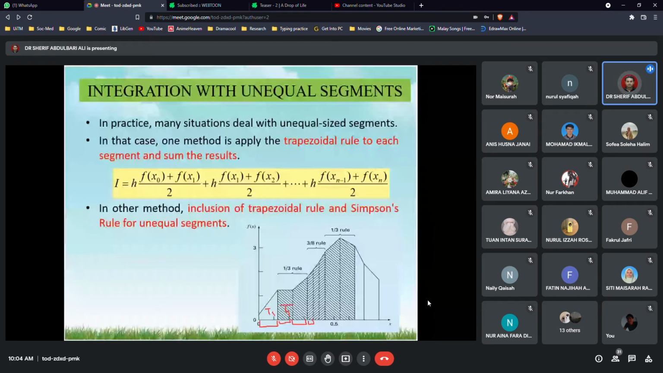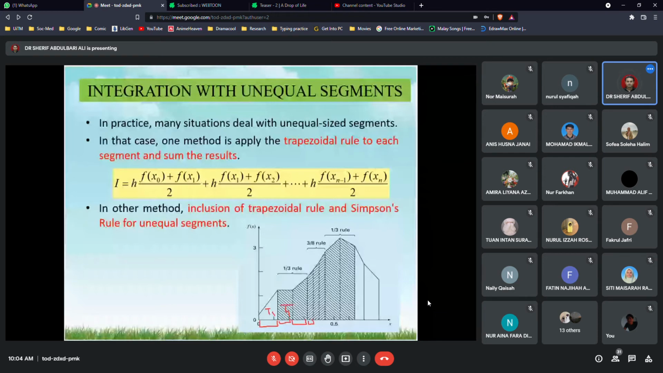This example asks you to use the following methods to determine the integral of this data. First, we are going to go for the Trapezoidal rule, and next we are going to use the inclusion of the Trapezoidal rule and Simpson's rules. Okay, so first let's see how we are going to do that using the Trapezoidal rule, which is the easiest one. I'll open my Excel file.